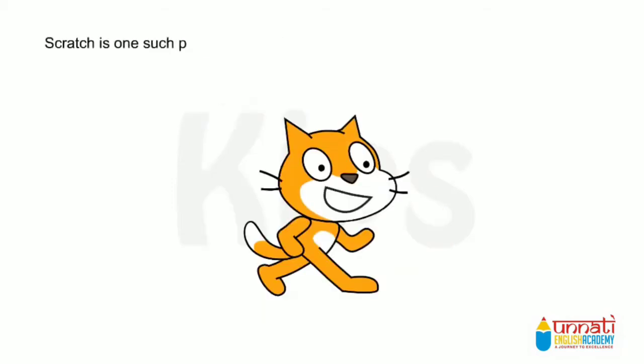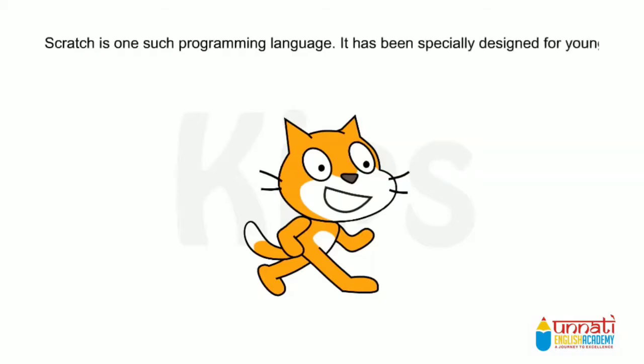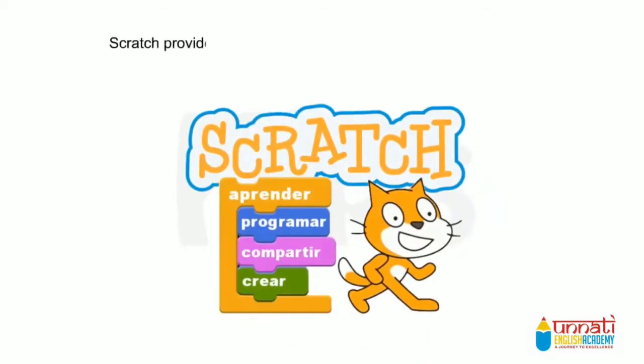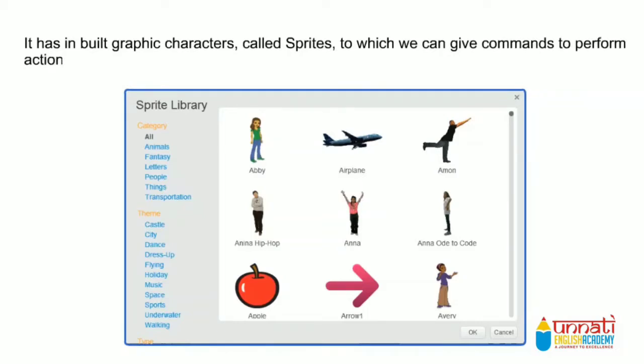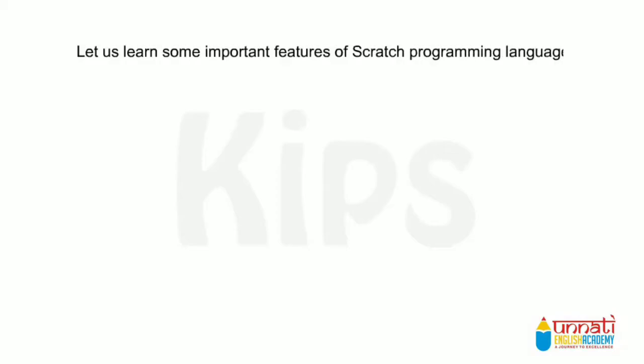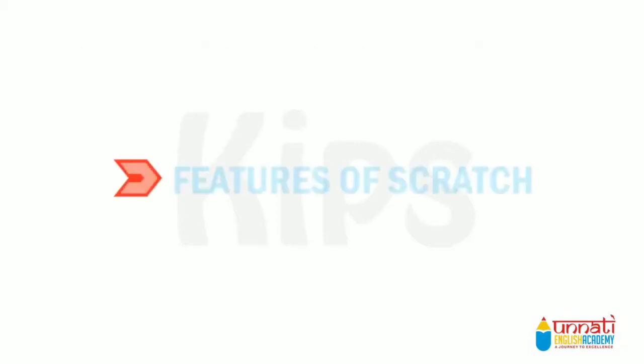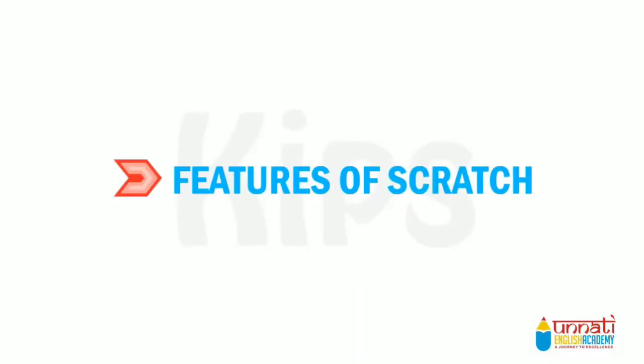So, in chapter 8, we are going to learn one programming language, that is Scratch. Scratch has been specially designed for young students to enhance their computing skills. Scratch provides a graphical environment to create programs. It has inbuilt graphic characters called sprites, to which we can give commands to perform actions in Scratch projects. Remember that in Logo we were giving instructions to the turtle. Likewise, we will do the same with Scratch. So let's see the features of Scratch.